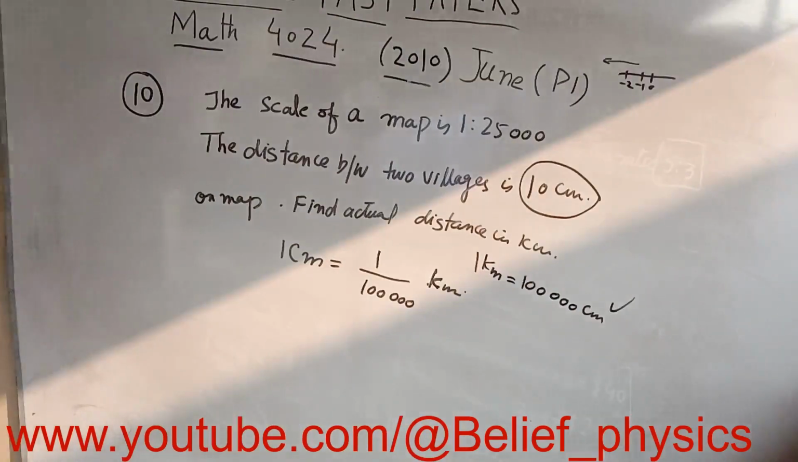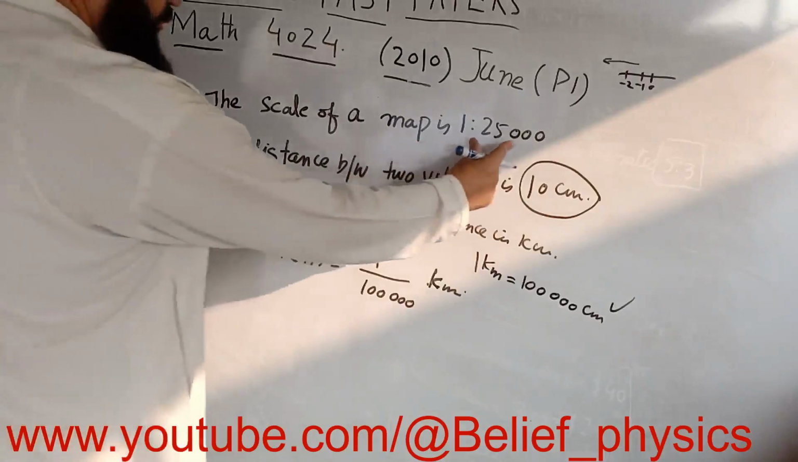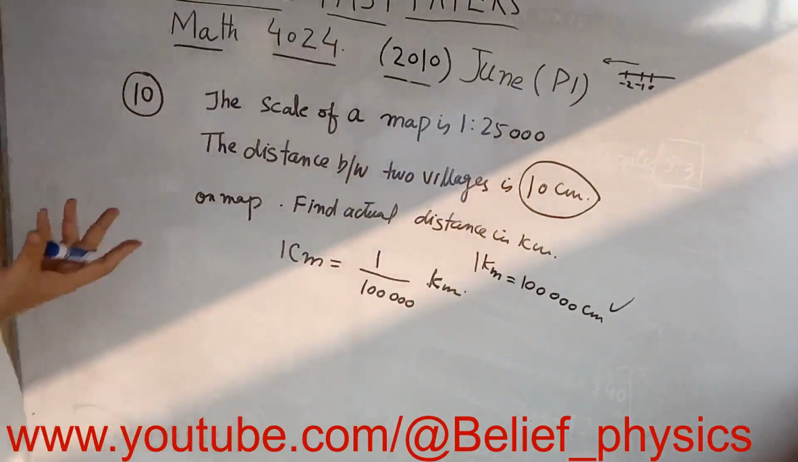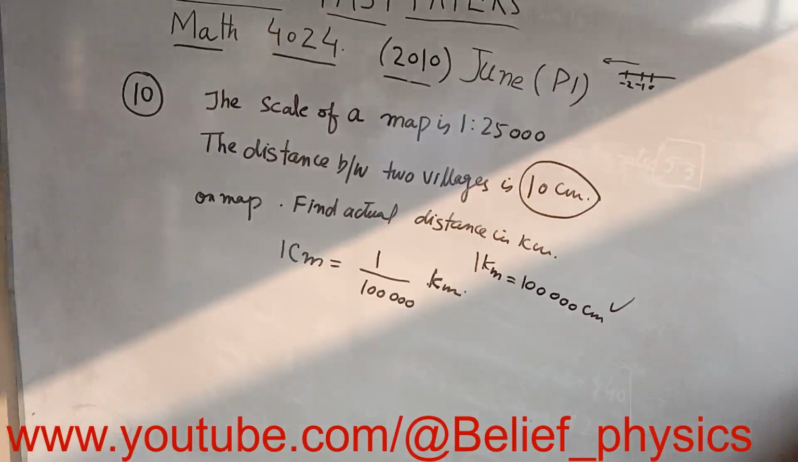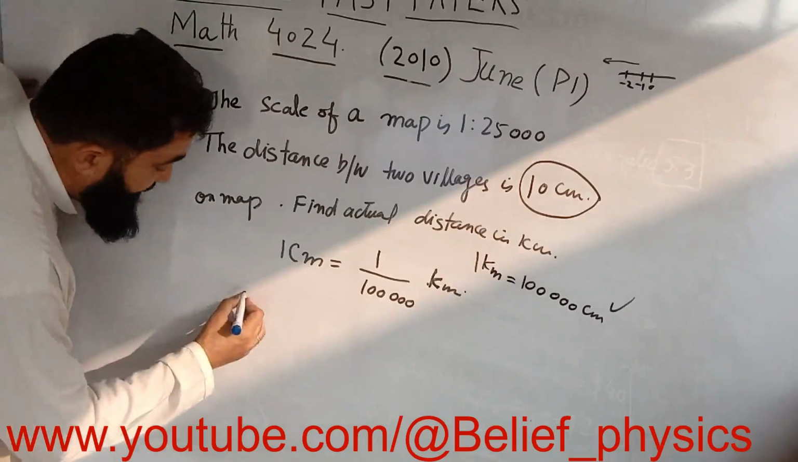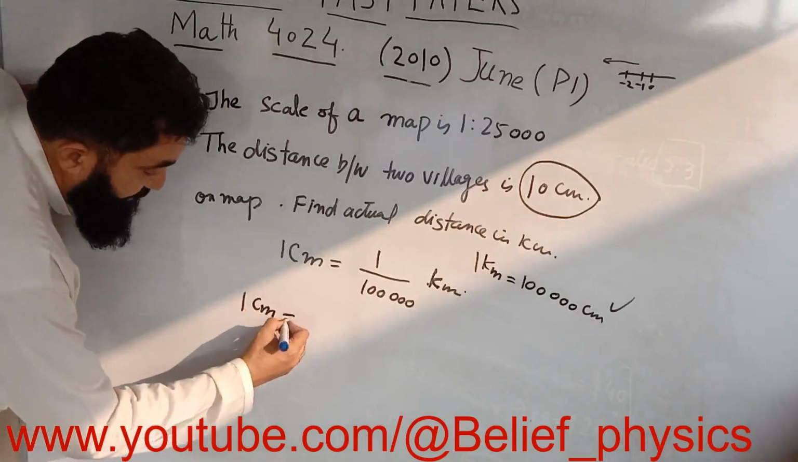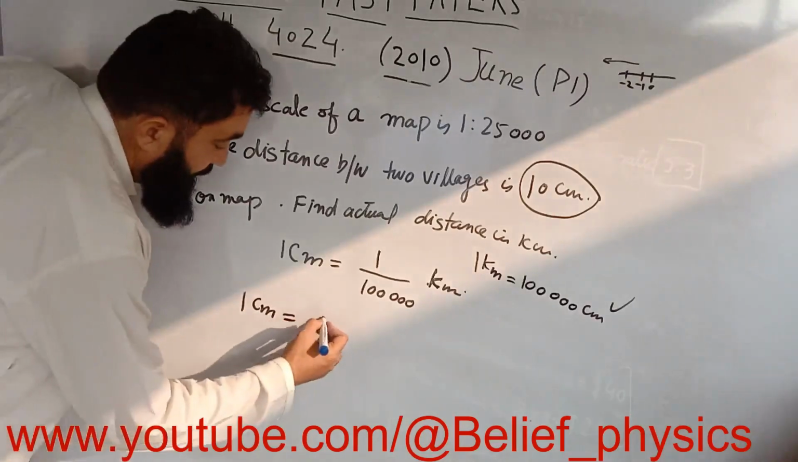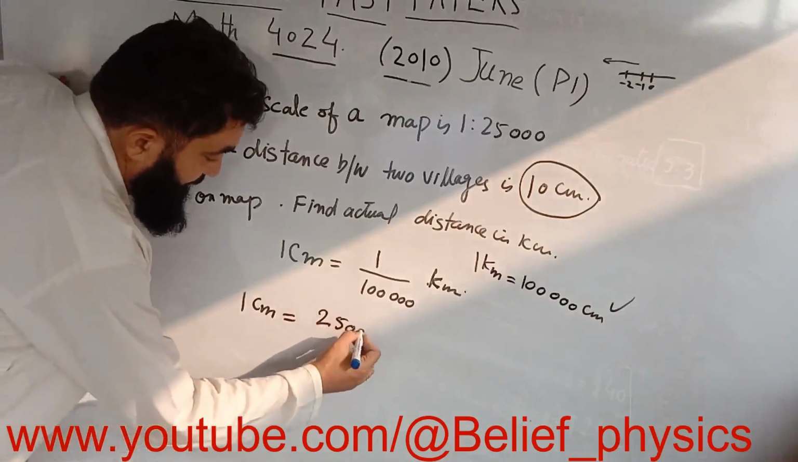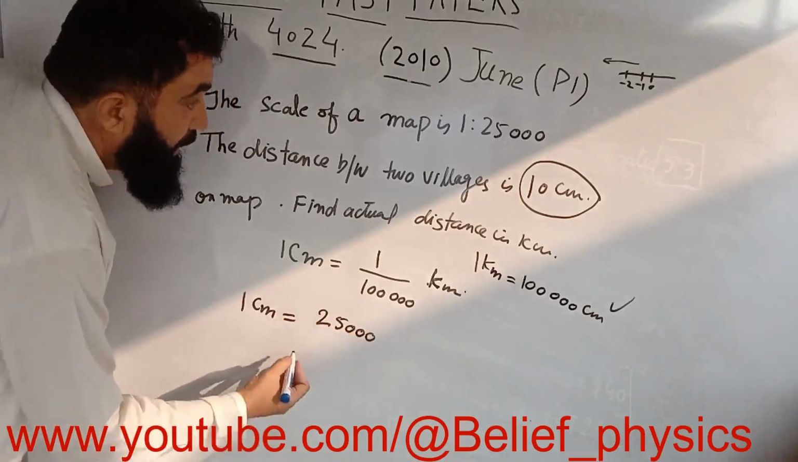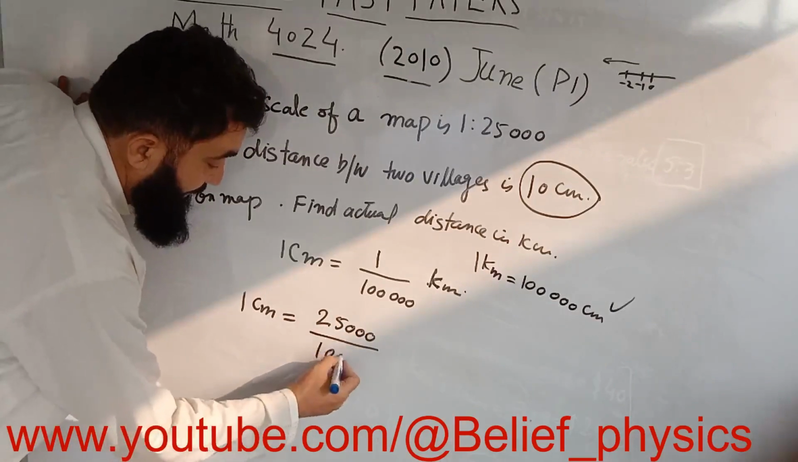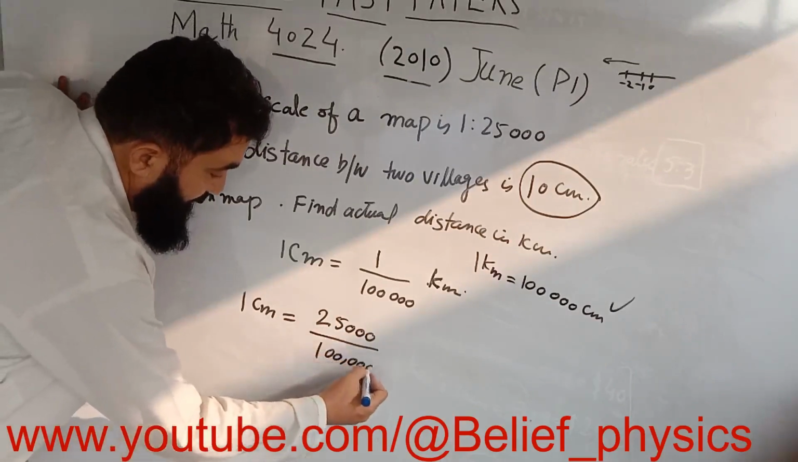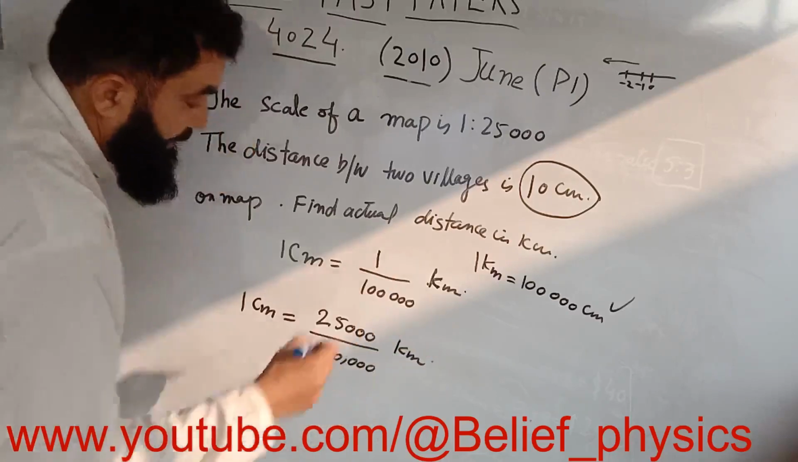So on the map, 1 centimeter is equal to 25,000 centimeters. How many kilometers? To convert that centimeter into kilometer, we will divide it by 100,000. Okay, so it means 1 centimeter on the map will represent 25,000 centimeters actual, or we can write it as 25,000 over 100,000 kilometer actual.